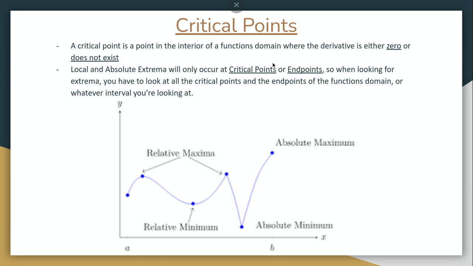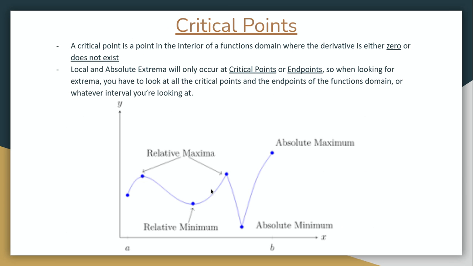Awesome. Critical points. A critical point is a point in the interior of a function's domain where the derivative is either 0 or it does not exist. So if we're looking for critical points, we don't consider the endpoints, because it says we're talking about the interior of a function's domain. And critical points are either where the derivative is 0 or does not exist.